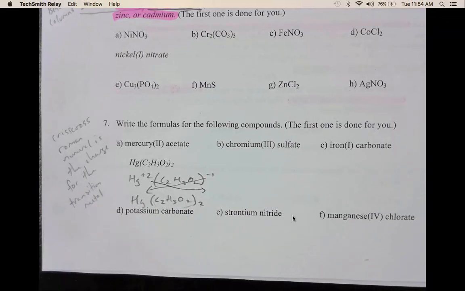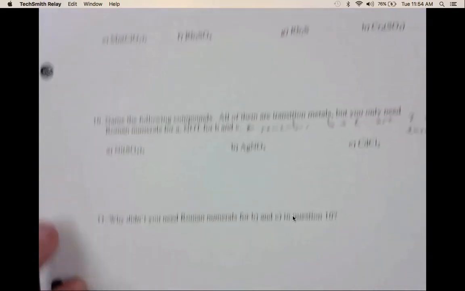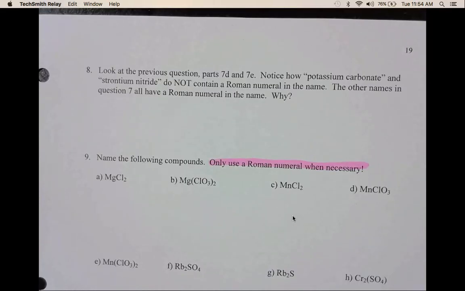So now while you are working, use the crisscross method. Remember the Roman numerals tell us the charge of the transition metal. Remember, if a Roman numeral is not given to you, then you should be able to figure out the charge based on the octet rule. Then lastly, question 8. Question 8, you guys can answer.